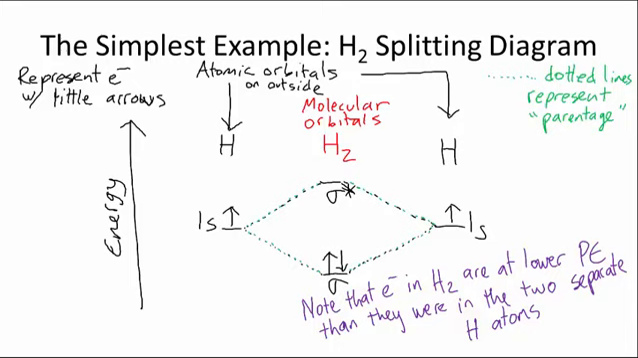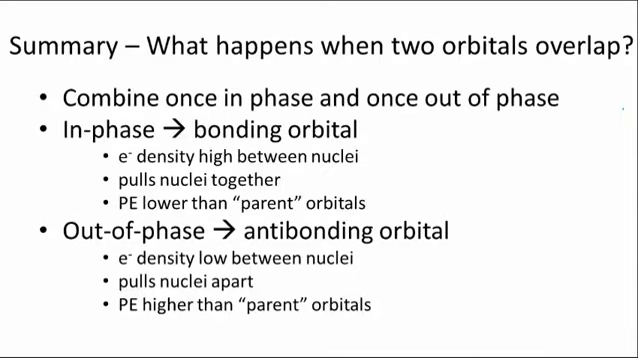All right, any questions about what we just drew? All right. So this is just a summary. When we overlap two orbitals, we combine them twice. We combine them once in phase and once out of phase. When we combine them in phase, we made a bonding orbital that had high electron density between the two nuclei, so it pulls the nuclei together.